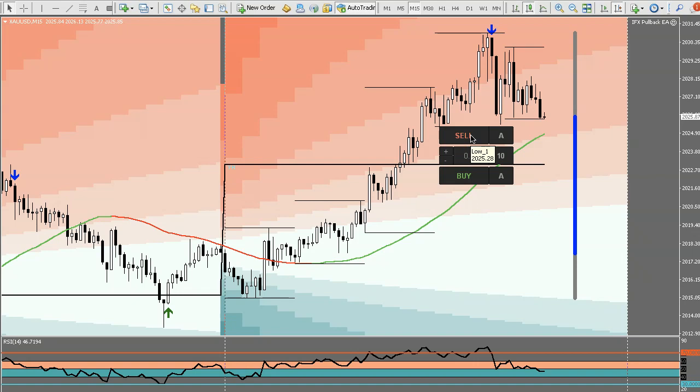So, if you want to enter on your own, you can do so. Right now, I am having an issue with the buttons as we speak, but we can make an entry on our own, sell and buy, and that's pretty much it.